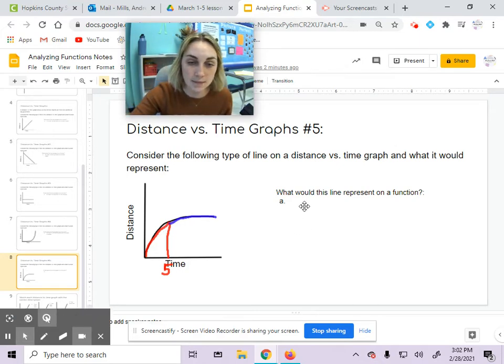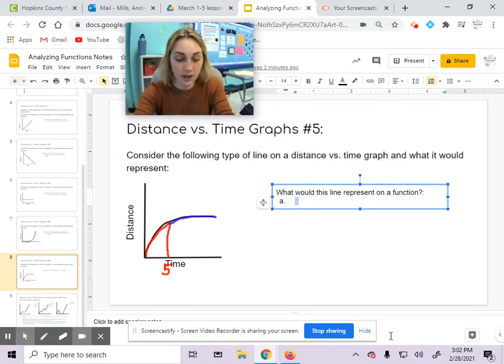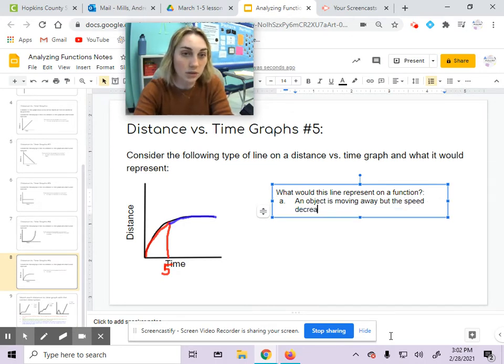So how you would describe this in particular is, an object is still moving away. We're still running away from the house. But the speed decreases as time goes on. And that's how you would describe that.